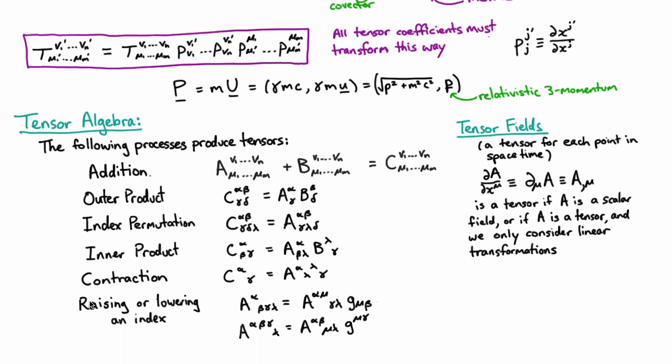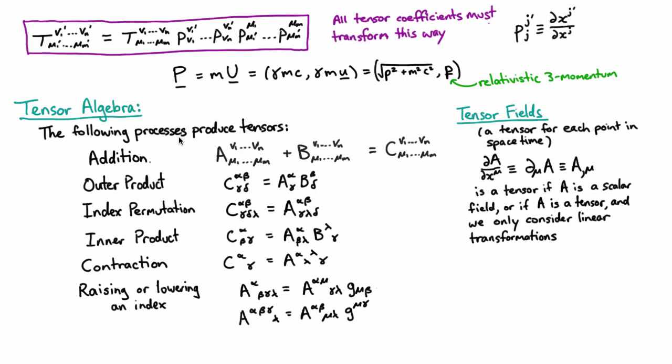And we know that we have all sorts of algebraic processes by which we can turn one tensor into another, which means we can do all the kinds of things we normally do in physics with tensors, just as we often do things in physics with vectors. We also learned about tensor fields. A tensor field is just a tensor for each point in spacetime.